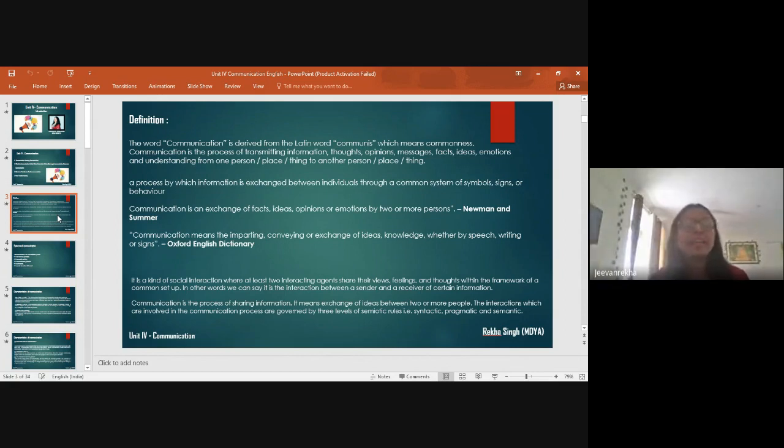So it is a kind of social interaction where at least two interacting agents share their views. Suppose you are sitting alone, right? So you cannot communicate by yourself, right? You want somebody in front of you to communicate, or many people to communicate. That is communication. You can't talk to yourself alone, right?